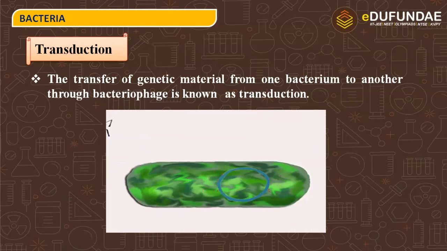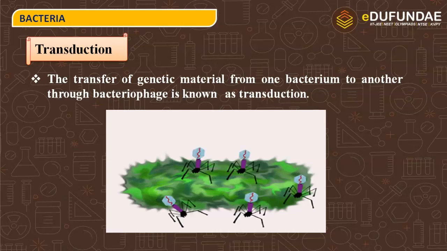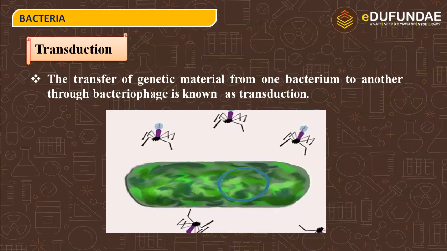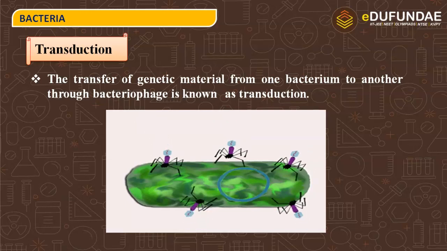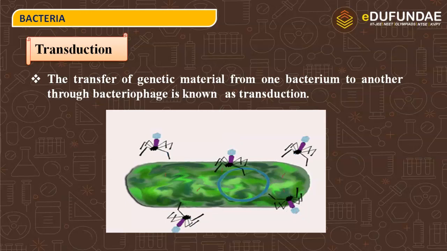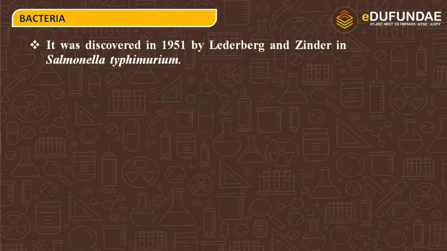So here we see in this representation that there is a bacterium in which there is the presence of a plasmid. Now the bacteriophage, that means the viruses, are attacking the body of this particular bacterium and they will transfer the genetic material taken from the donor to this recipient bacterium. It was discovered in 1951 by Lederberg and Zinder in Salmonella typhimurium.